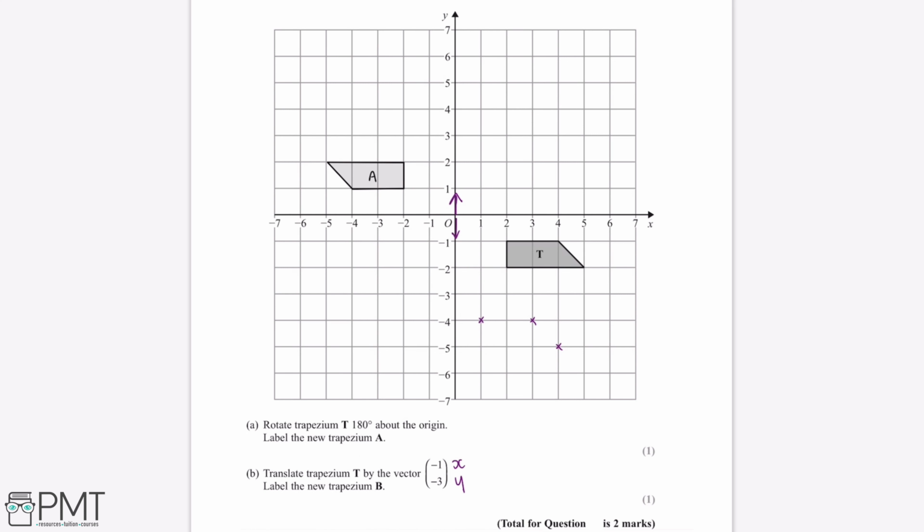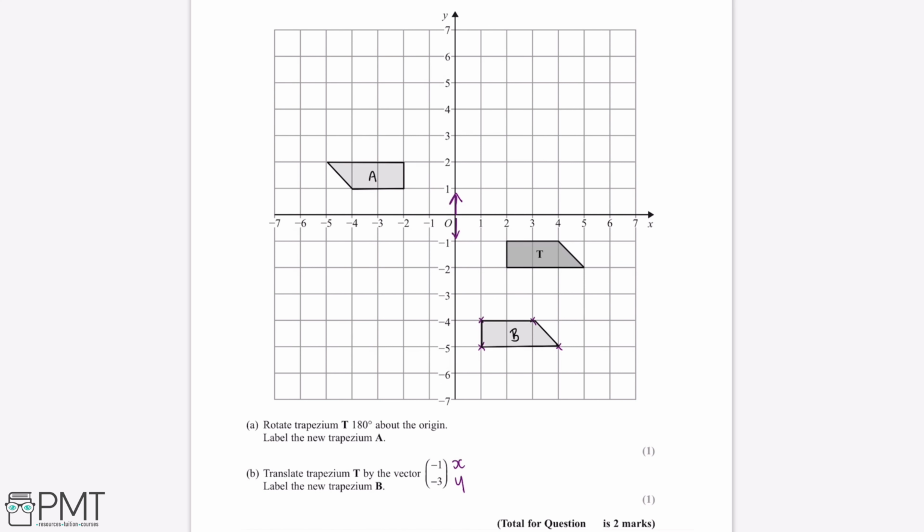So our final point is 2, -2. So again, minus 1 from the x-axis and minus 3 from the y-axis, and this should give us an answer of 1, -5. And now the final thing to do to complete this question is join the crosses which we've drawn. And this is trapezium B.